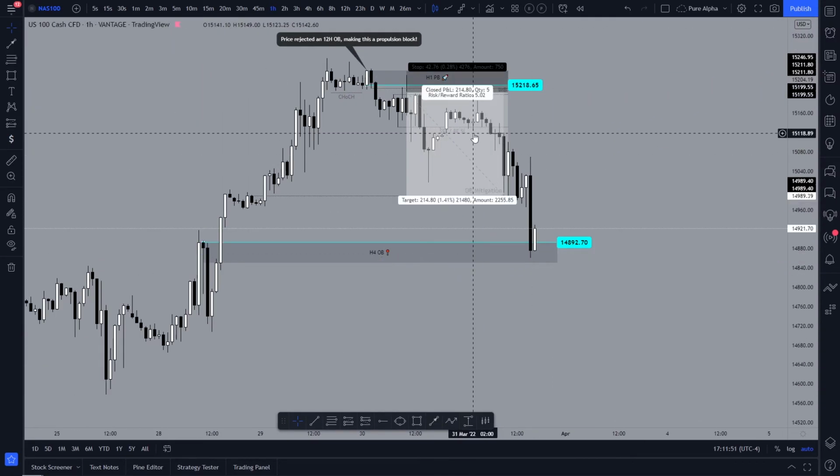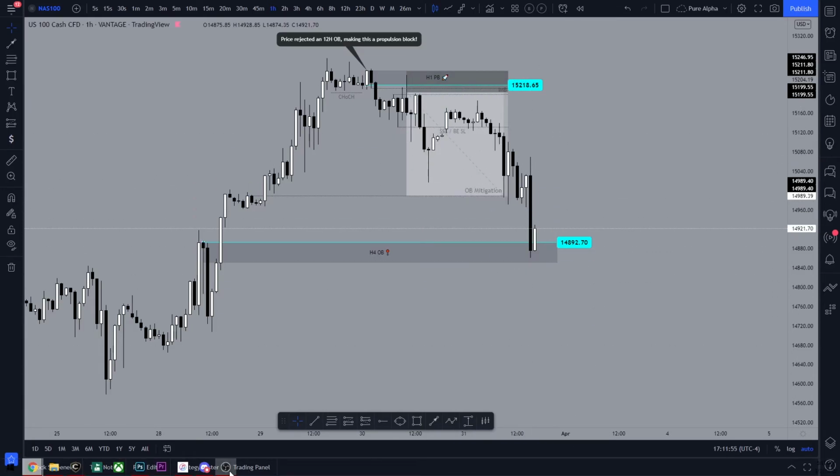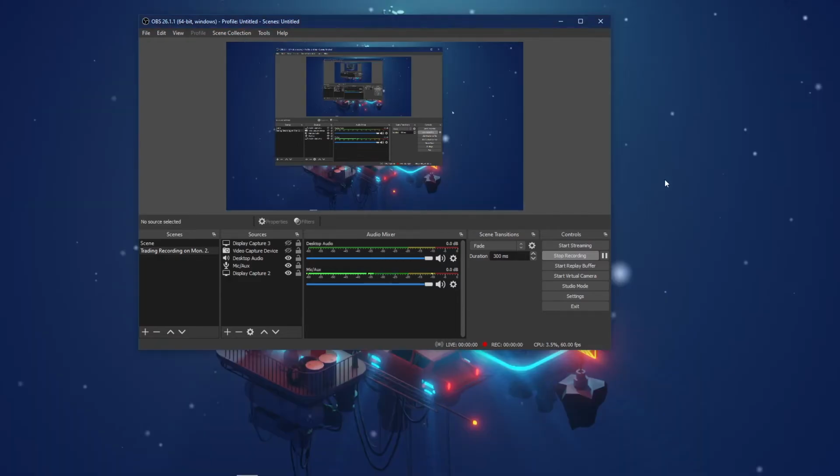And yeah, this was the trade. Once again, 5 times the risk. And yeah, have a good day, and it's time for me to hit the gym.